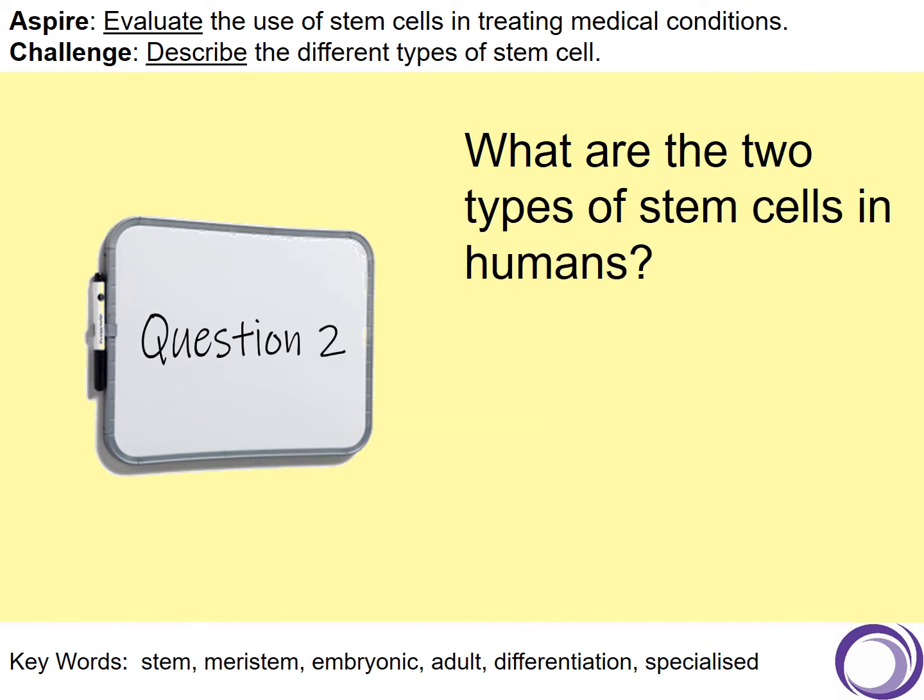What are the 2? I've just given you one of the answers. What are the 2 types of stem cells in humans? I'm going to just give you 5 seconds and then we're moving on. 4, 3, 2, 1. So they are embryonic stem cells and adult stem cells.